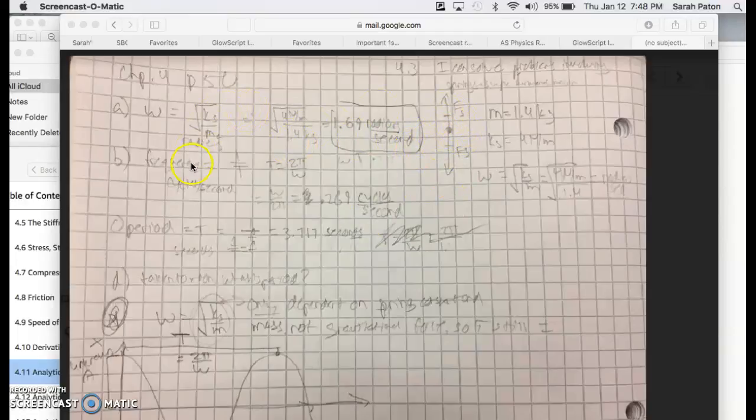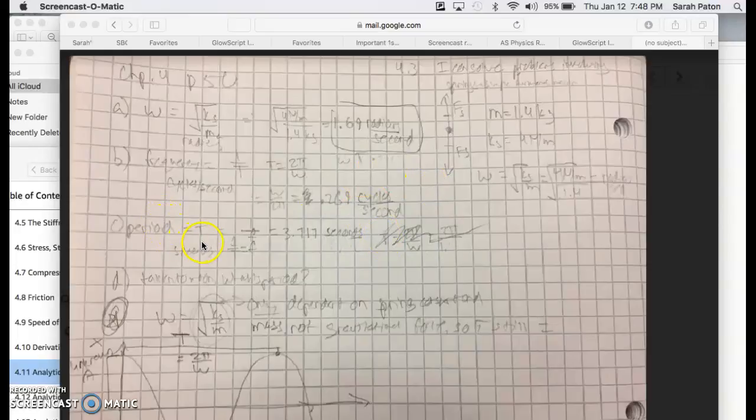Next, I was asked to find the frequency, because I know that the frequency is 1 over the period, because omega times the period is equal to 2 pi. Thus, if you want to find the number of cycles per second, you need to take the number of seconds in a cycle and basically invert it. I found that to be 0.269 cycles per second.